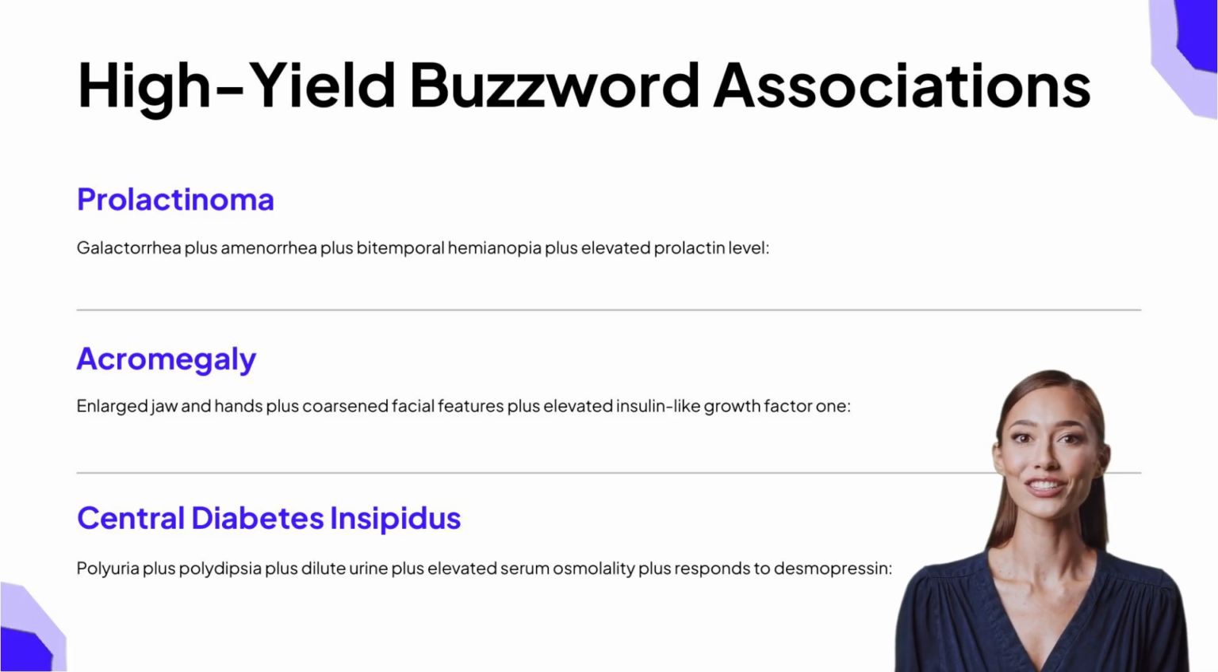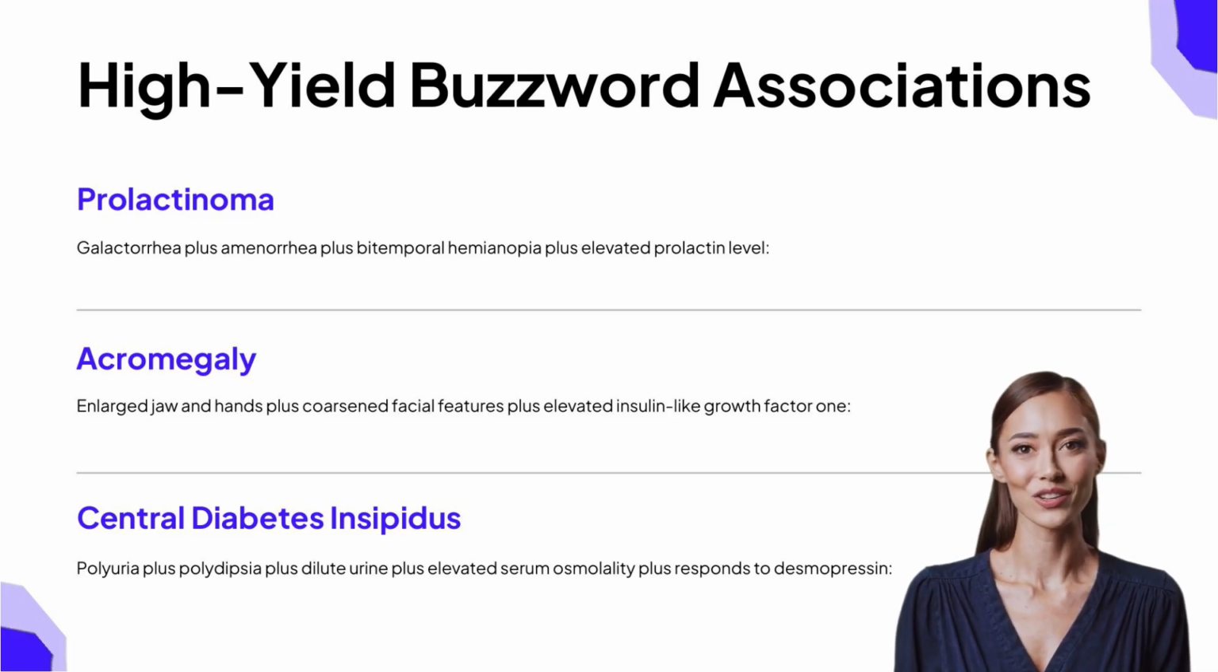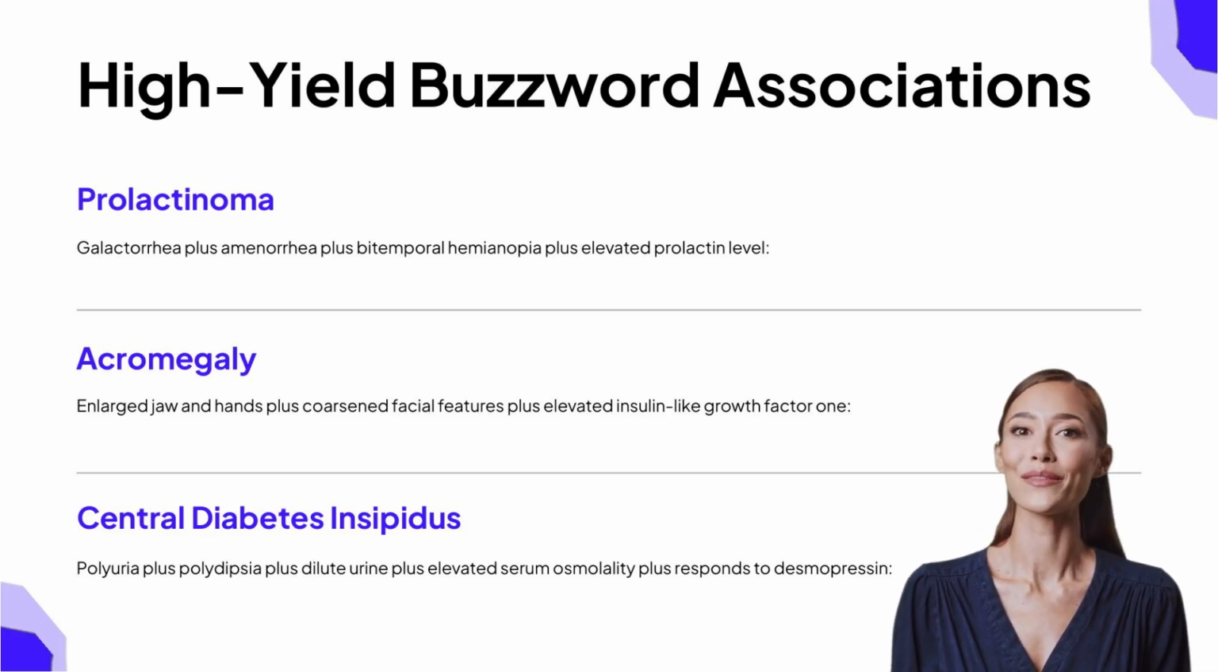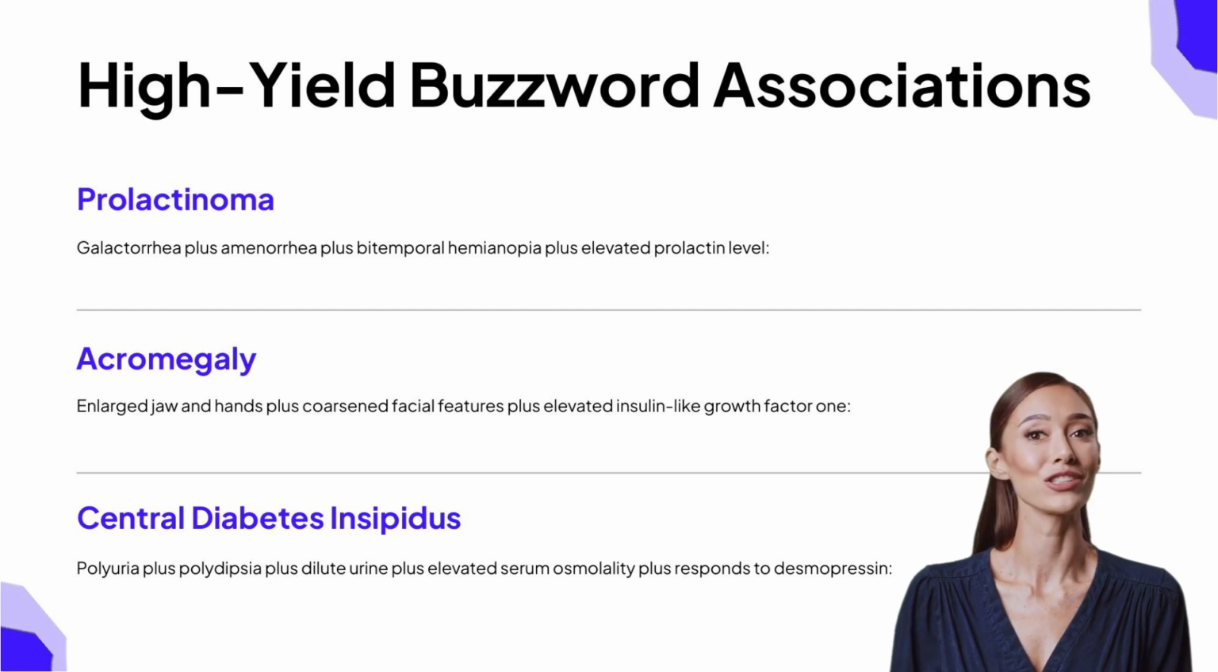These buzzword clusters are tested over and over again. Commit them to memory. You can find detailed buzzword lists in the endocrine chapter of First Aid for Step 2 and in the AMBOSS library.